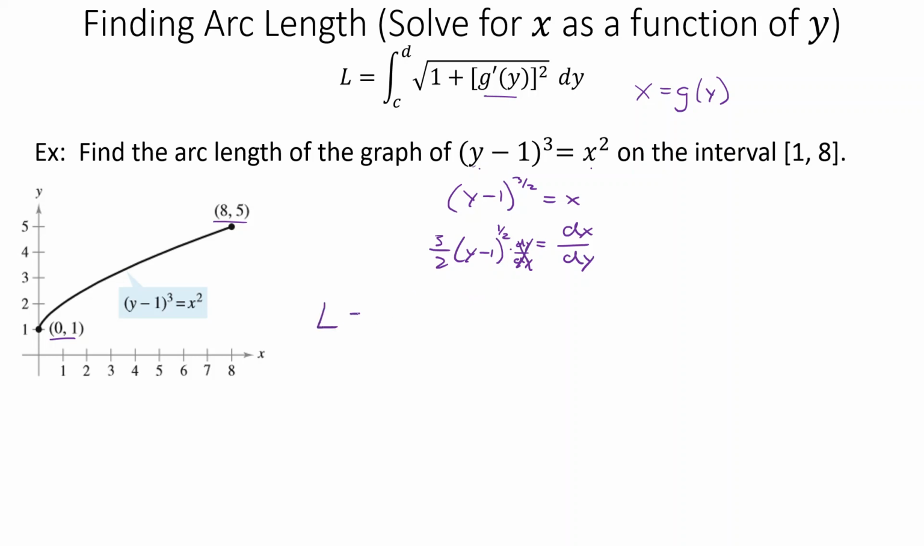So our arc length formula will be the integral. If we're going along y, we're going from 1 to 5, of the square root of 1 plus this guy squared. So that's 9/4 (y minus 1) to the 1/2 squared would be to the first, dy. And that's not so bad of an integral. It's actually probably not something I want to actually integrate, but that's not so bad.